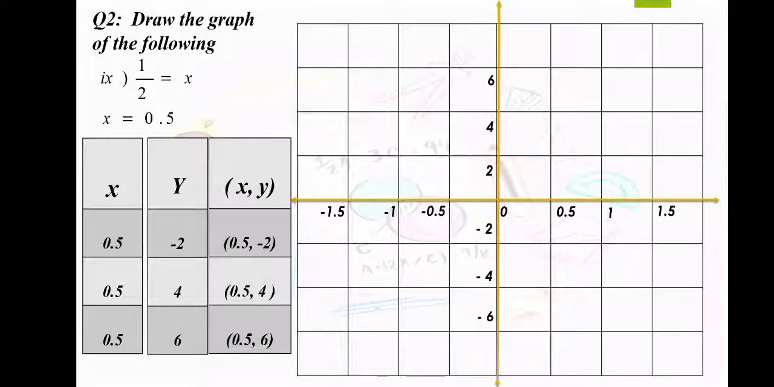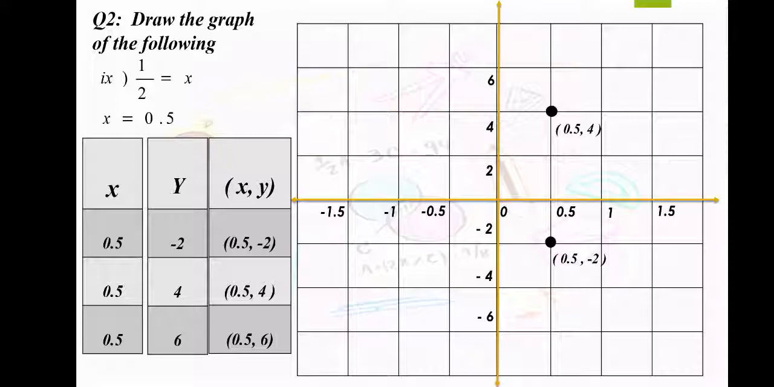For plotting the graph, we will see the ordered pairs. The first ordered pair is (0.5, -2). 0.5 is the value of x and that is positive, and -2 is the value of y and that is negative. So 0.5 and -2 intersect at this point. Mention the ordered pair (0.5, -2). Then 0.5 and 4 are both positive values, so they intersect at this point. So the ordered pair is (0.5, 4).